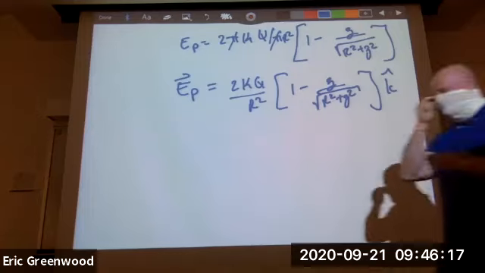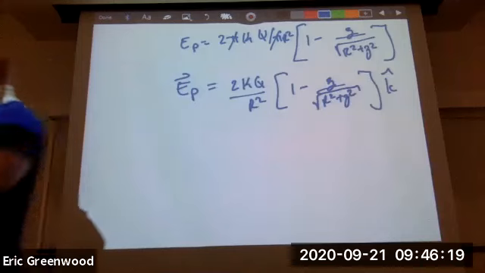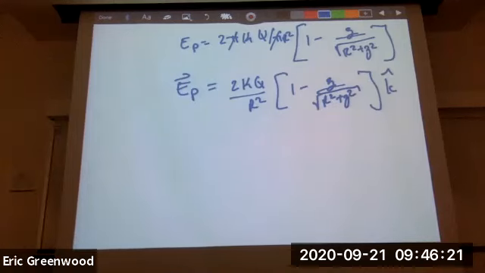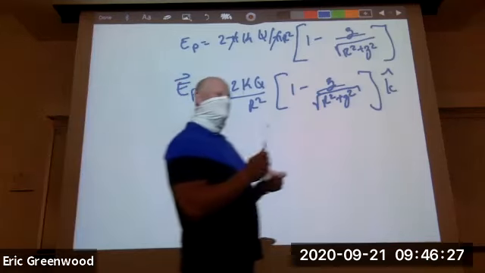So one other thing I want to point out before we move on to the next problem is that it turns out there's an easy way to check if this electric field makes sense. And the way that this works is we're going to take limits.